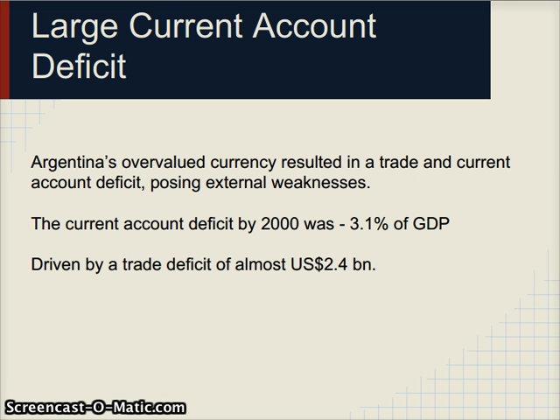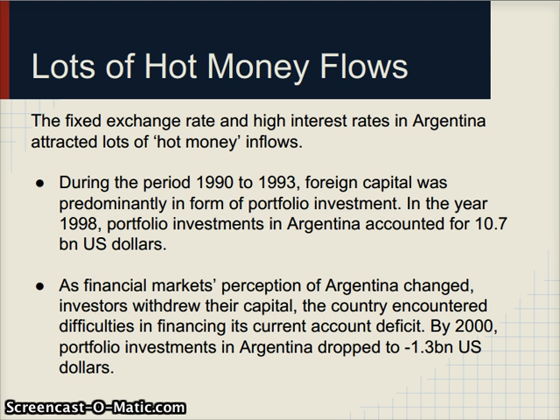The current account deficit was 3.1% of GDP, which is quite large, and it was driven by a trade deficit of about $2.4 billion. So in order to cover that current account deficit, there had to be inflows into the financial account, and it can either be foreign direct investment or hot money flows. In the case of Argentina, there were a lot of hot money inflows.